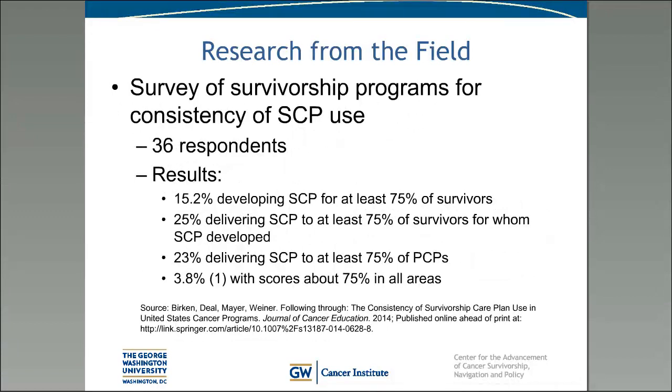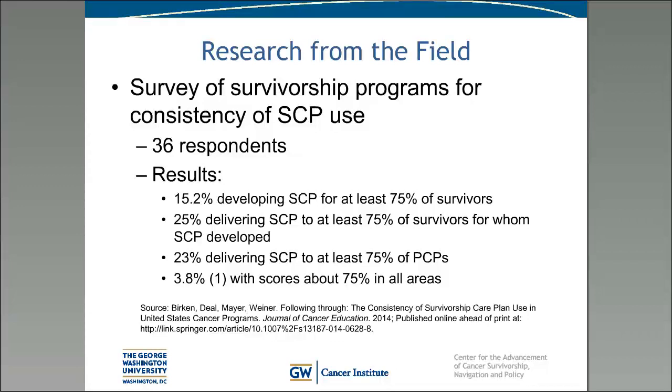So another research study we wanted to share with you is looking at consistency of survivorship care plan use. And this study had 36 respondents, and the majority indicated that survivorship care plans were used for fewer than half of their survivors in their program. And this is a 2014 study, so this is pretty recent information as programs are starting to provide these survivorship care plans. So looking at these results, only 5 programs, which was 15% surveyed, were developing survivorship care plans for at least 75% of their survivors. 25%, so 8 programs, were delivering care plans to 75% of survivors for whom the care plan was developed.